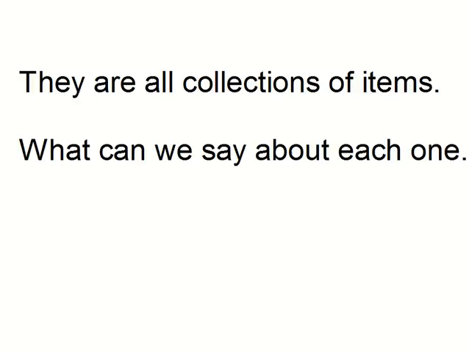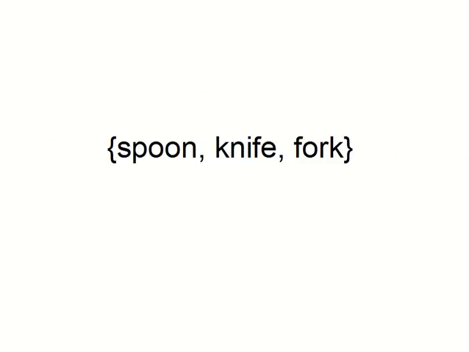Well, the items in those brackets, they are all collections of items. What can we say about each one? Spoon, knife, fork. What can we say about these words? I'm sure you have guessed it. They are all cutleries. So we have an example of a set of cutlery.